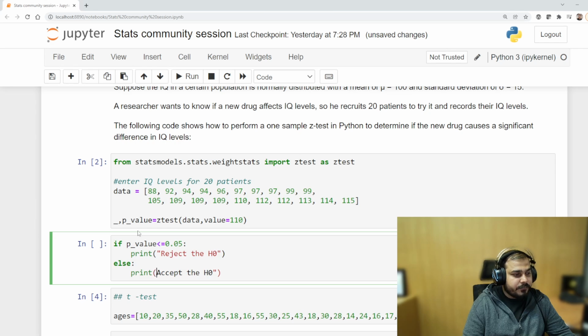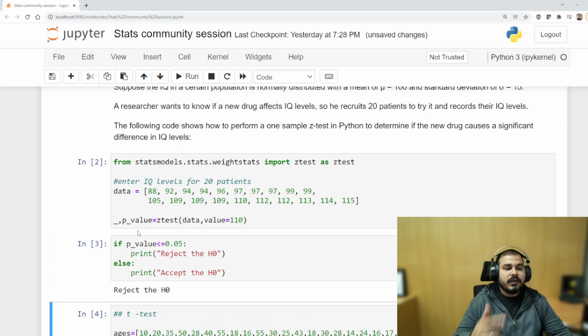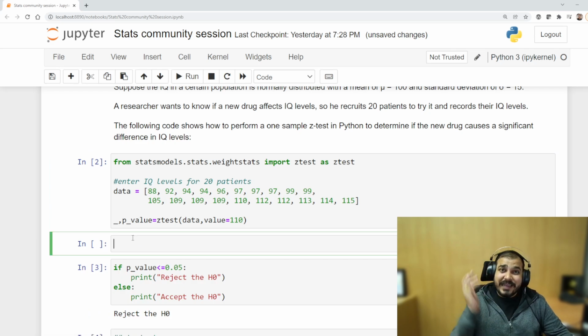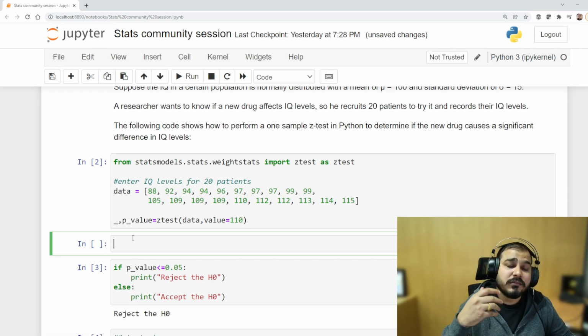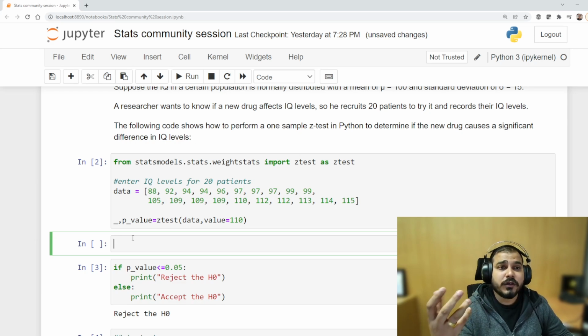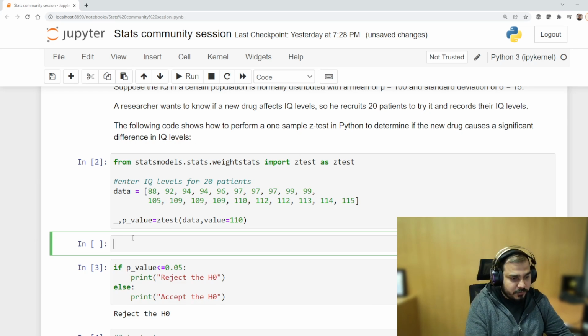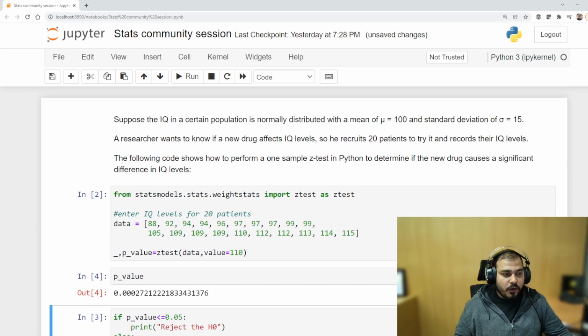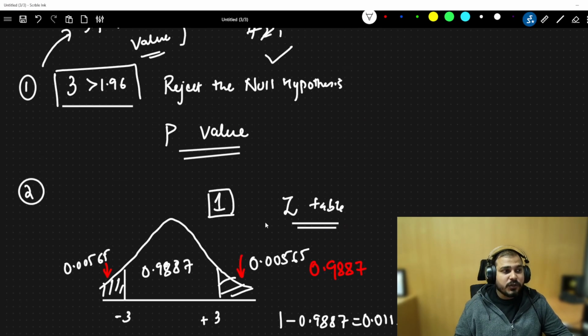Very simple, right? Coding-wise it is very easy. Now in this particular case, it is obviously getting rejected because your p-value is less than this one. That is, the probability is less than 0.05 to support H0. If I print the p-value, you will be able to see that it is 0.00027. So I hope you have understood this.